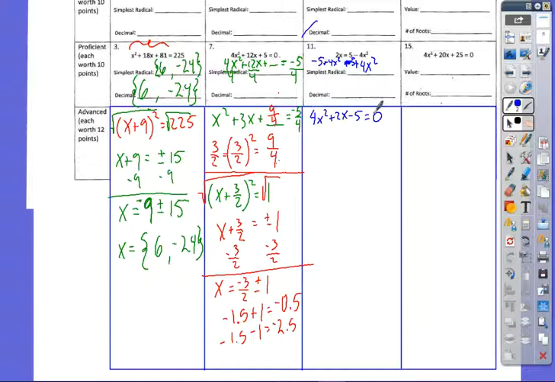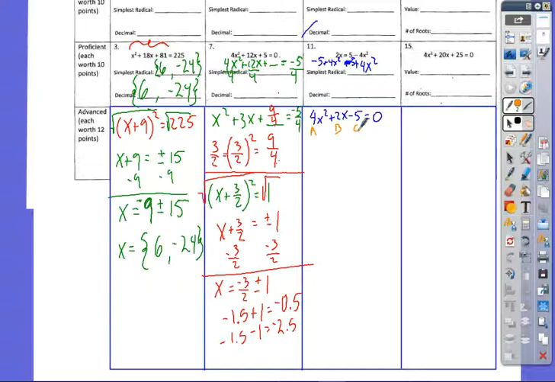Yes, sir? Why couldn't you just subtract the 2x? I could have, but I kind of like having the quadratic term positive. But you're right, you could have done it, and that's fine. All right, and so now I already know that my a value will be 4, my b value will be 2, and my c value will be -5.